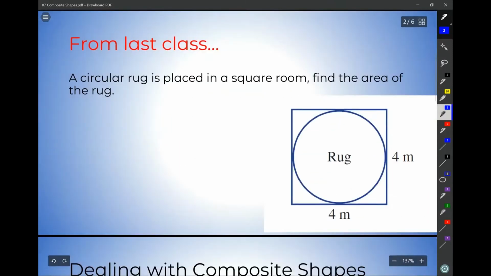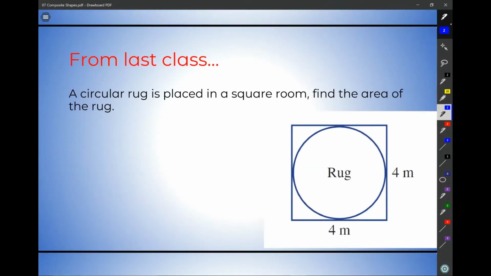The first thing I'm going to get you guys to do is see if you remember how to calculate the area of a circle from our last lesson. So I'd love you to just pause the video now and have a go at this question. When you come back in a sec, I'll show you the answer.